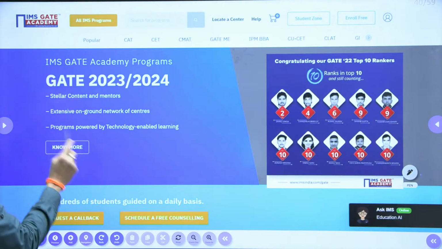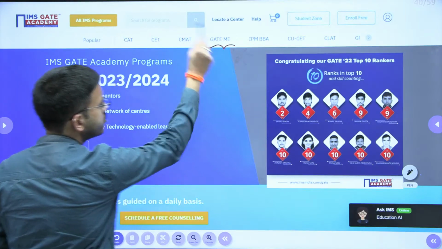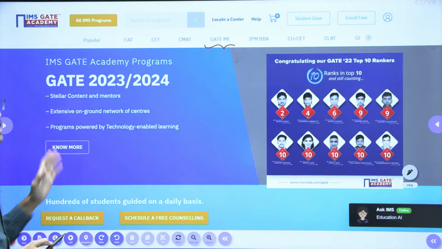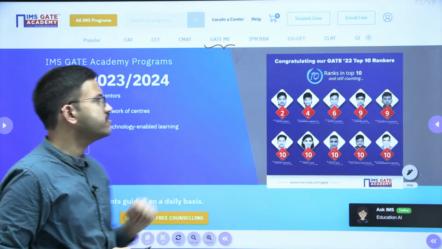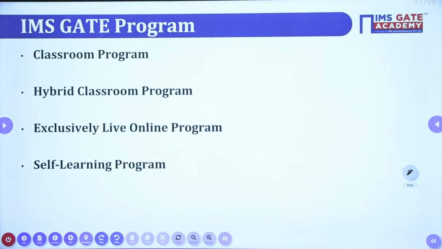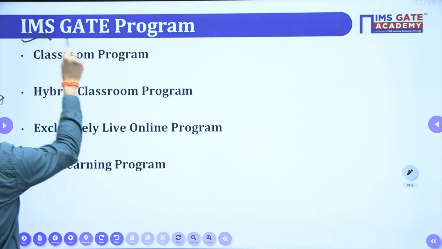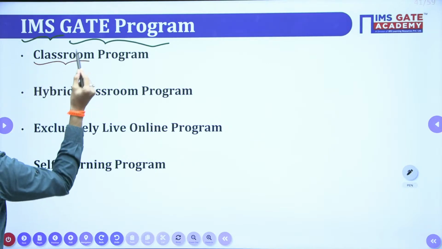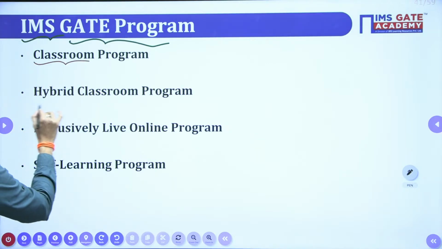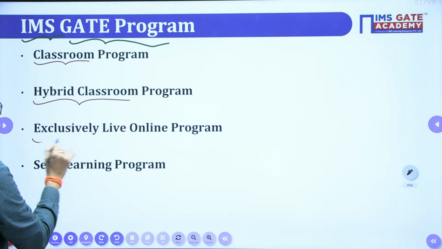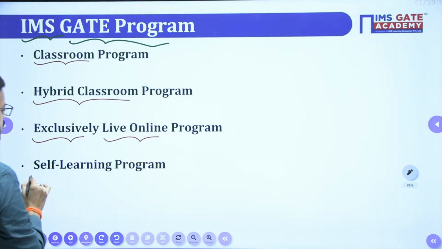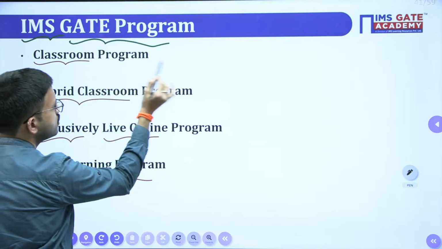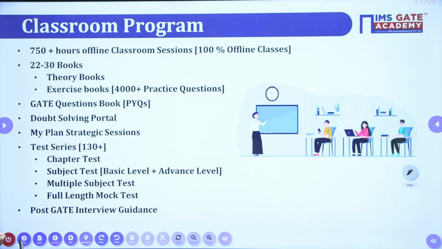So here in IMS GATE Academy, when you go to the website and click on GATE, you will get all the 6 branches related to EC, electrical, mechanical, civil, computer science. And here in IMS GATE Academy, we have 4 programs: classroom program, hybrid classroom program, exclusively live online, and then self-learning program. So regarding the classroom program, these are the offline classes.